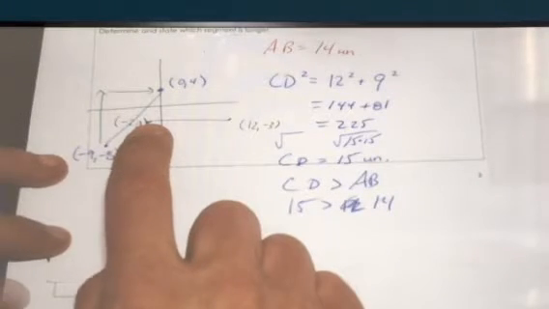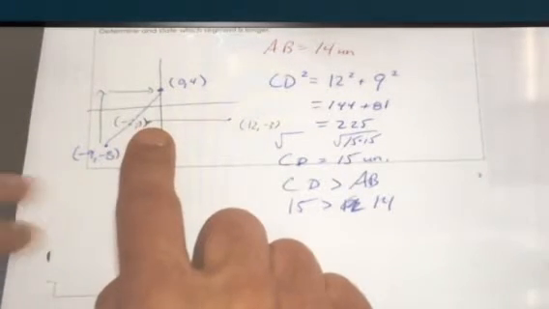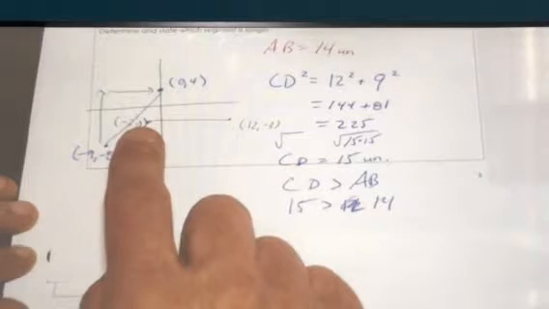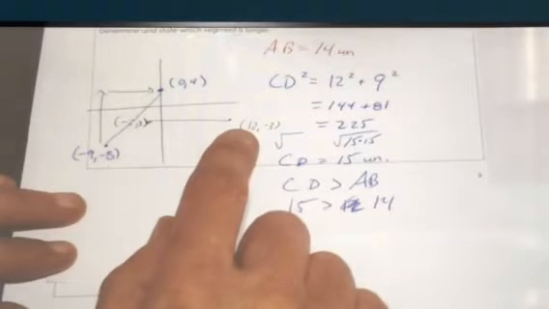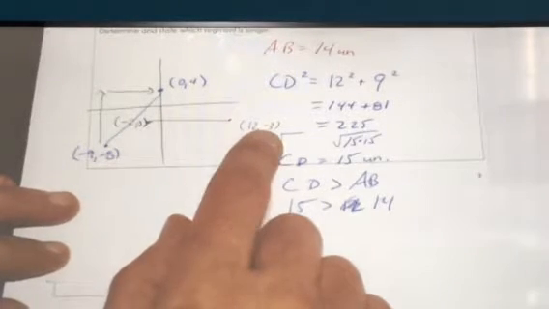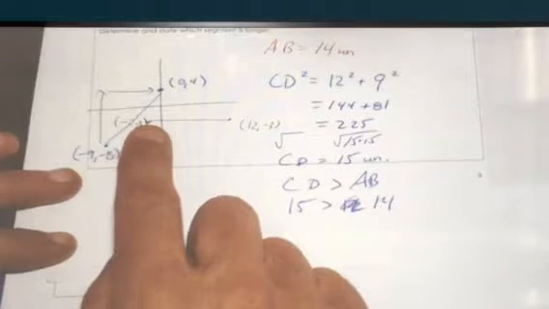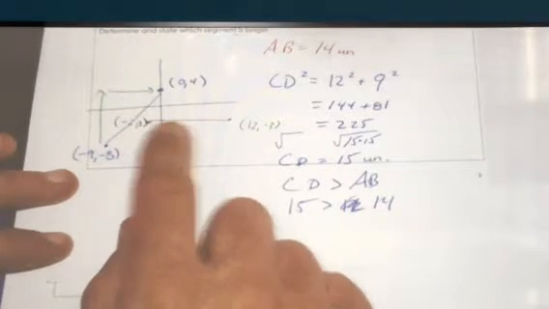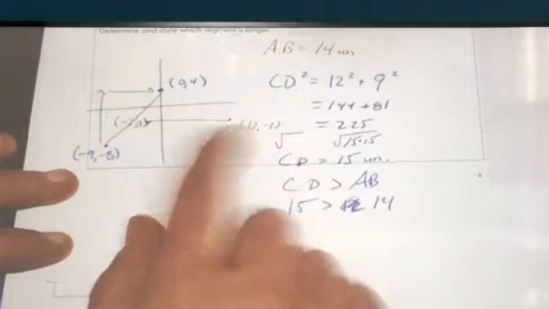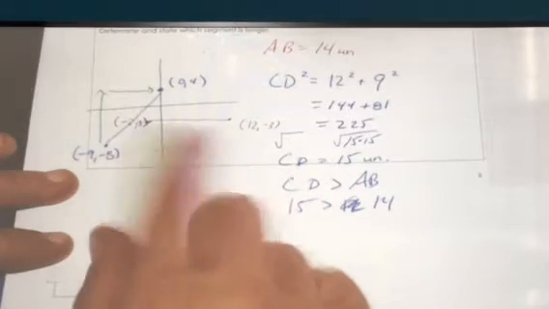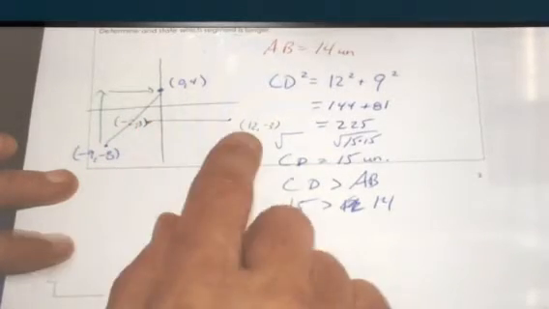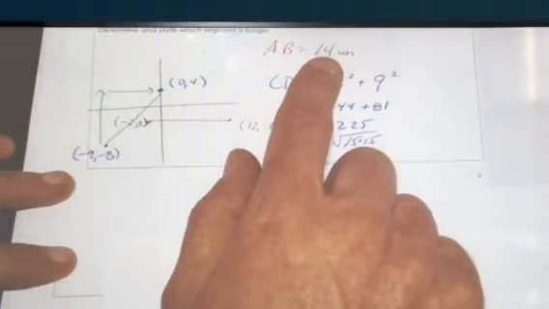This is AB. Point B at -2, -3. Point A at 12, -3. So we don't need to go up or down to make this move. We just go to the right. So this is from -2 to 12. So that's 2 plus 12 is 14 units. AB, 14 units.